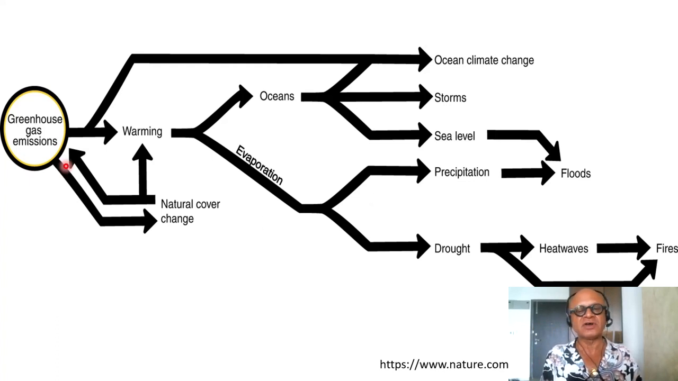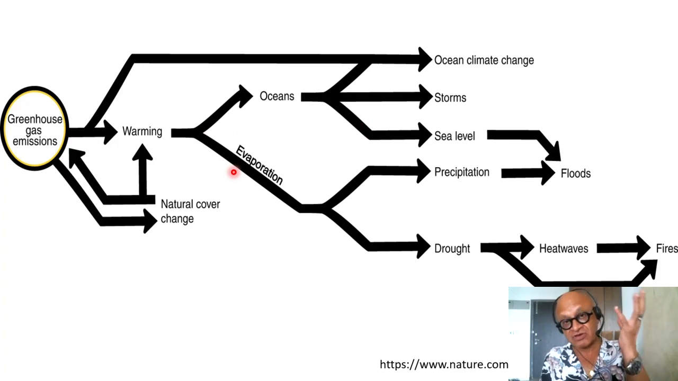This kind of a figure is obviously always important to look at the impact of greenhouse gas emissions, and the link cascading down into the climate processes. So here we have obviously warming being the first one, but you also have ocean climate change happening. So warming also affects the oceans. The atmospheric warming, global warming, also affects the oceans, which in turn affect the cyclones, hurricanes, tropical cyclogenesis, sea level rise, of course, and the evaporation.